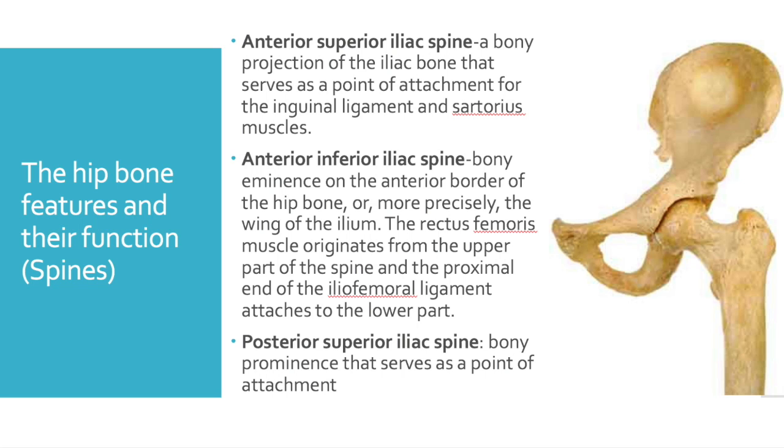The anterior inferior iliac spine is a bony eminence on the anterior border of the hip bone, or more precisely, the wing of the ilium. The rectus femoris muscle originates from the upper part of the spine, and the proximal end of the iliofemoral ligament attaches to the lower part. The posterior superior iliac spine is a bony prominence that serves as a point of attachment.